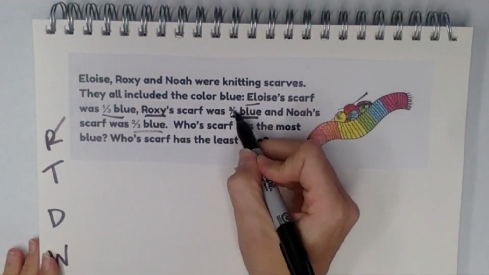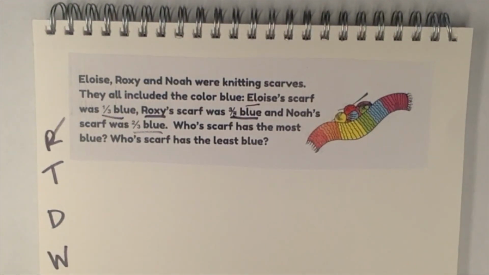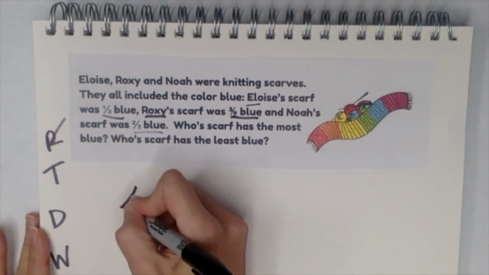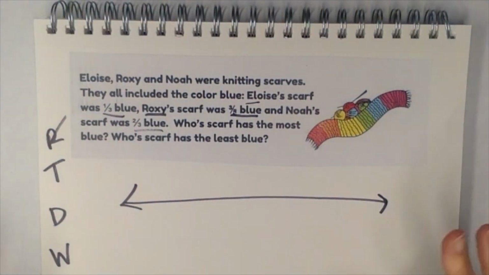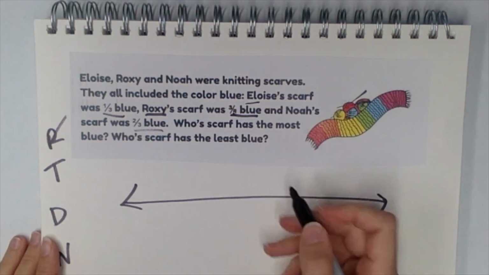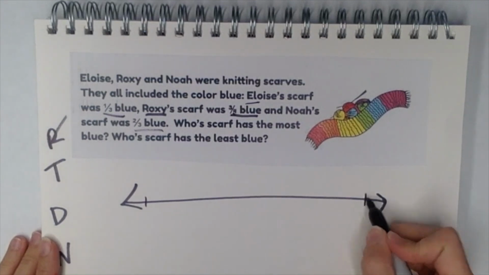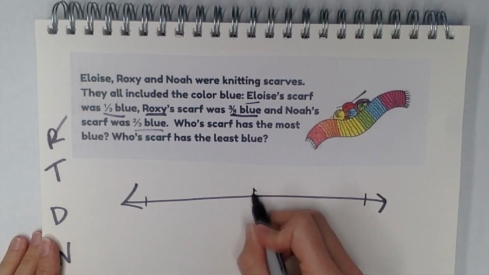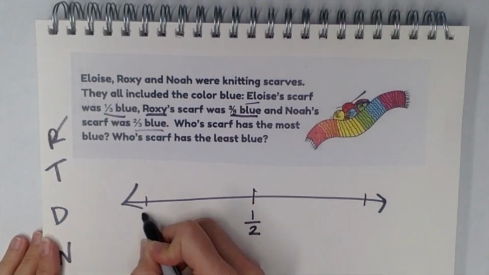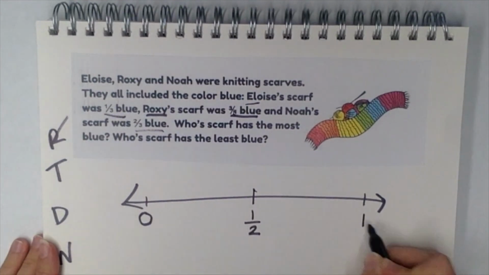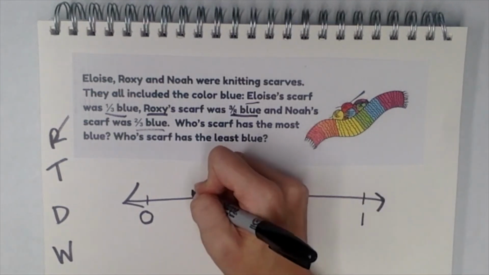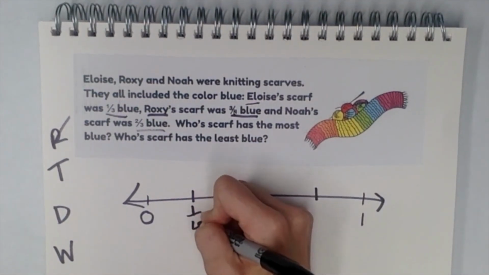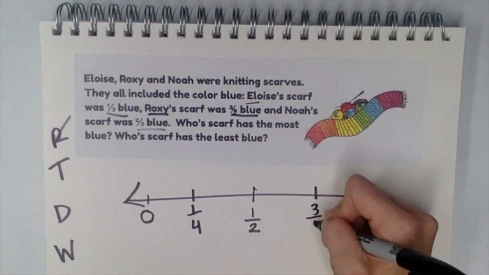I see a benchmark fraction. That gives me an idea. I'm going to use a number line, and I'm going to draw my benchmark fractions to help me visualize who used the most and the least blue. I know right in the middle of my number line is 1/2. Start at 0 and 1. That's my first major benchmark. Now I'm going to draw the others. I know 1/4 just like that, and 3/4 just like that.